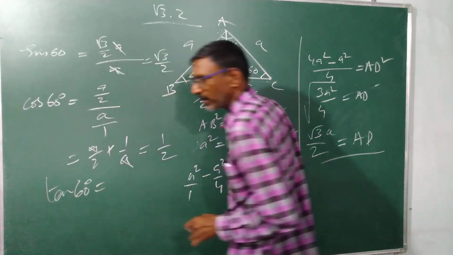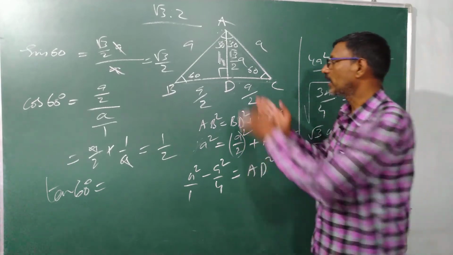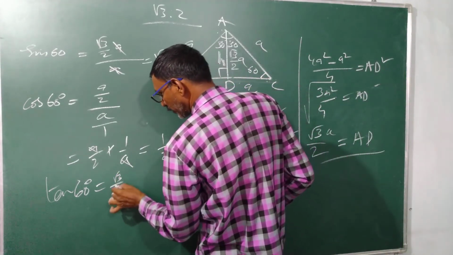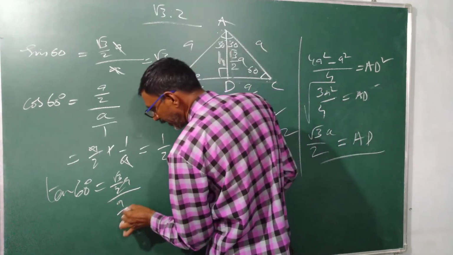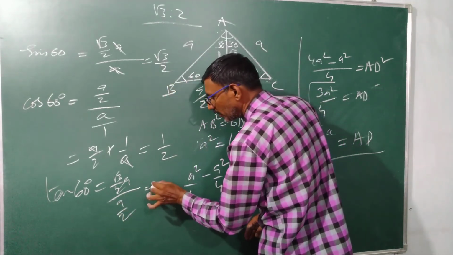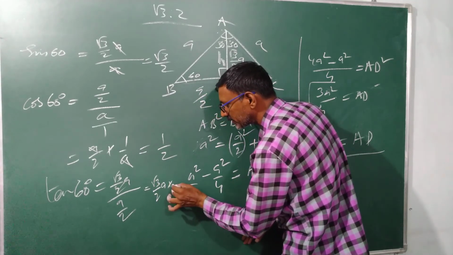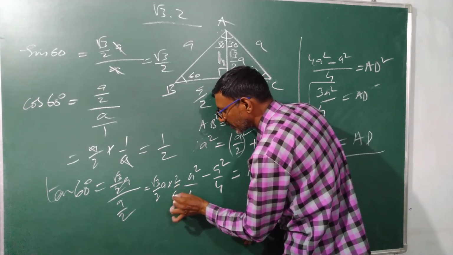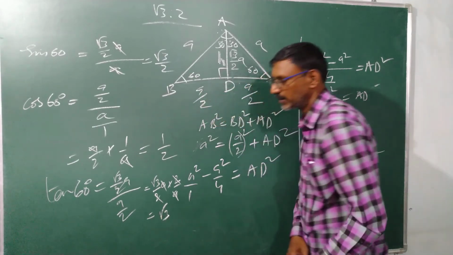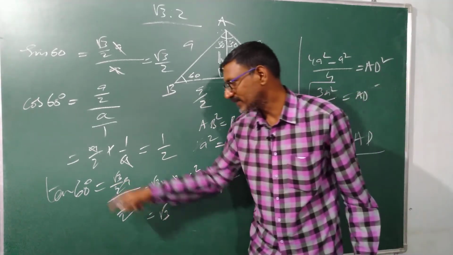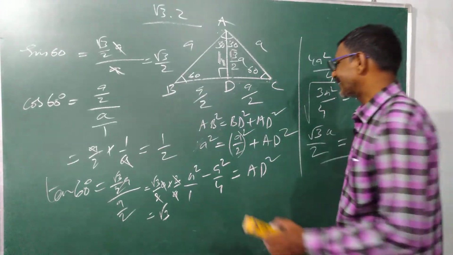Now we are coming to tan 60. This is very, very important. Opposite side by adjacent side. My opposite side is root 3 by 2A, divided by adjacent side A by 2. Now see here, root 3 by 2A into its reciprocal, multiplied by this 2 by A. A gets cancelled. So tan 60 degrees value is how much? Root 3.